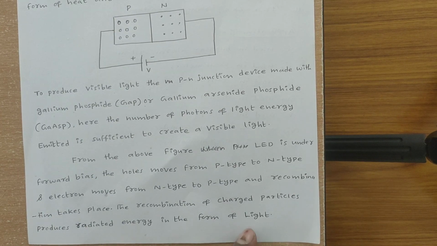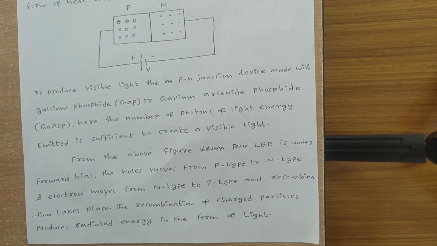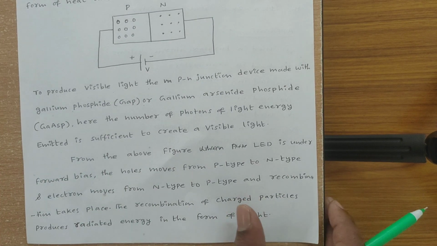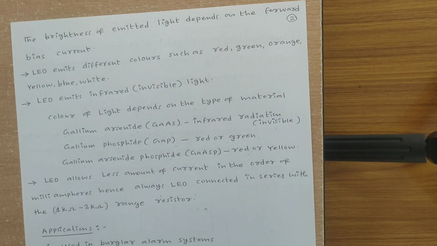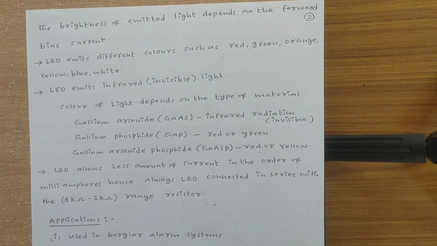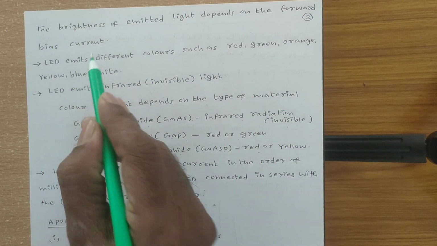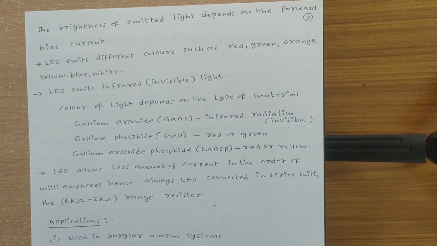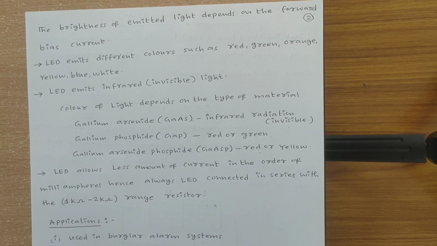The produced light depends upon the amount of forward bias voltage. The produced light also depends upon the amount of forward bias current. Now see here, LED emits different colors. Those are red, green, orange, yellow, blue and white.